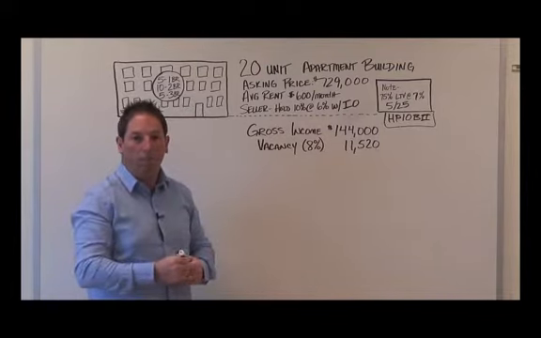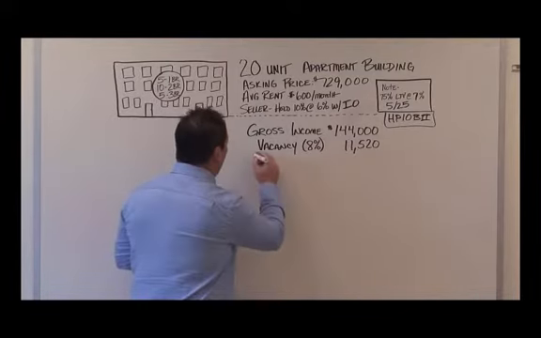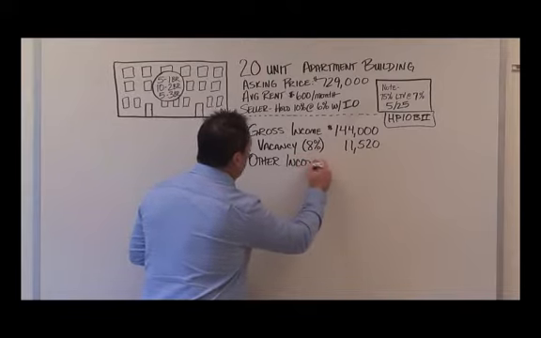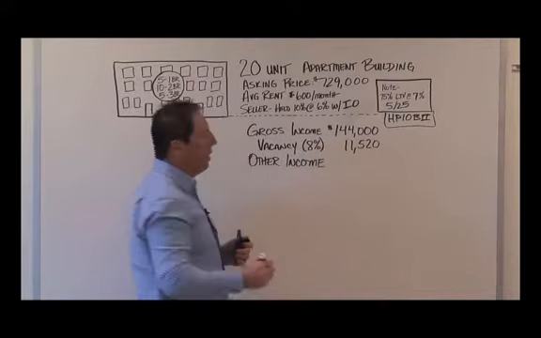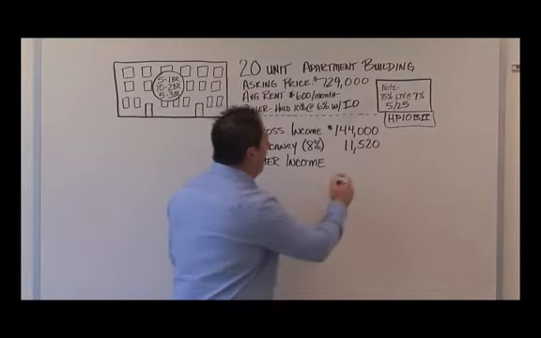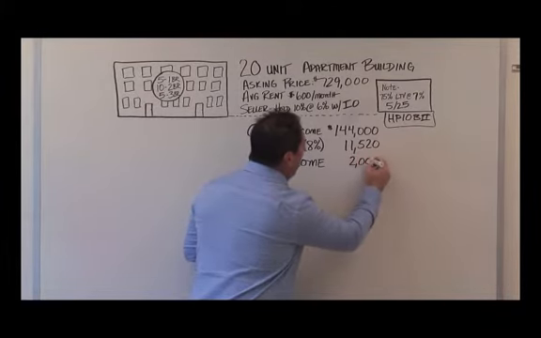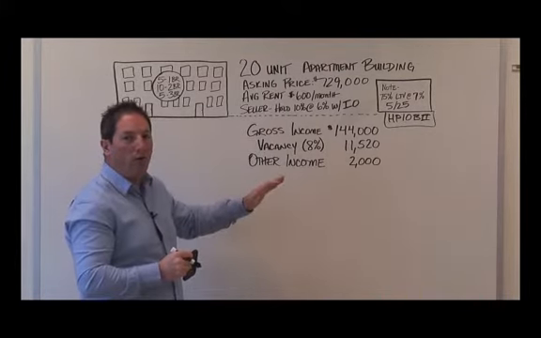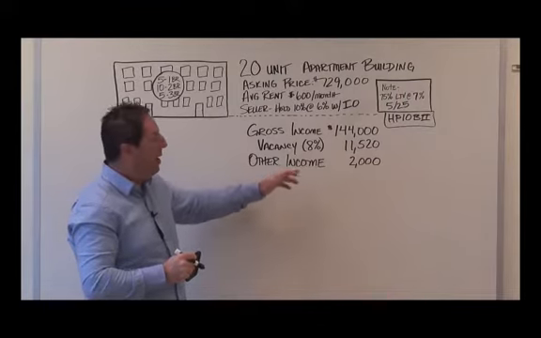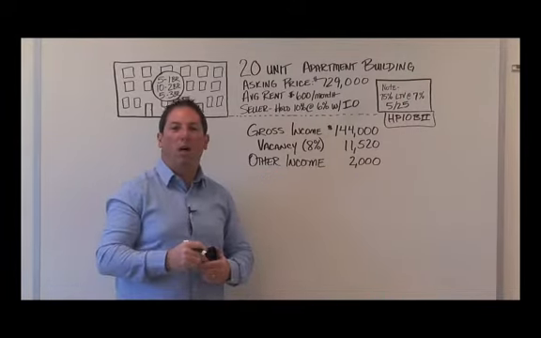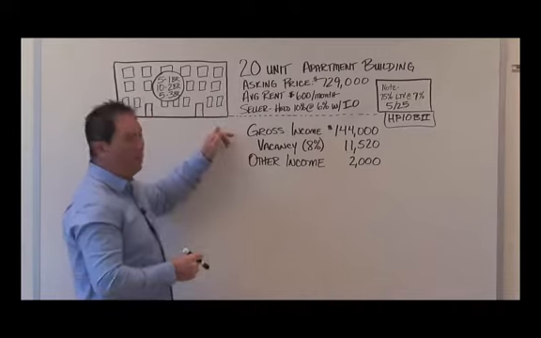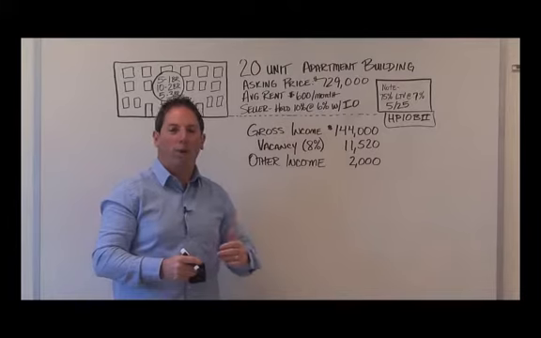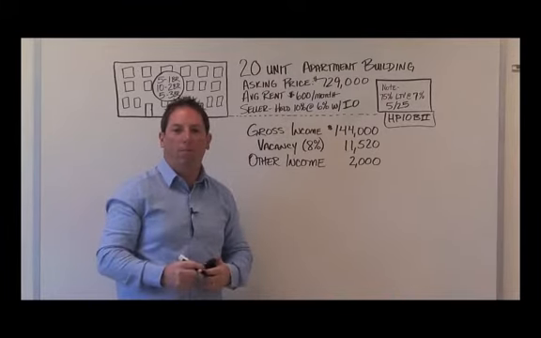What's the next item? Okay, other income. So let's make sure we have this. Now in this particular situation, these property characteristics allow for some laundry and a $2,000 amount for that. So while I'm subtracting $11,520 for vacancy, I'm adding back in $2,000 for my laundry. Somewhere here in the building, I've got some laundry facilities, coin-operated washer and dryer. All right, what's the next line item?